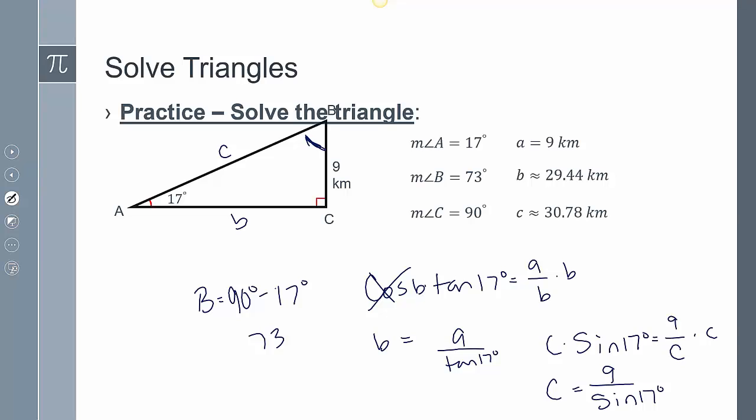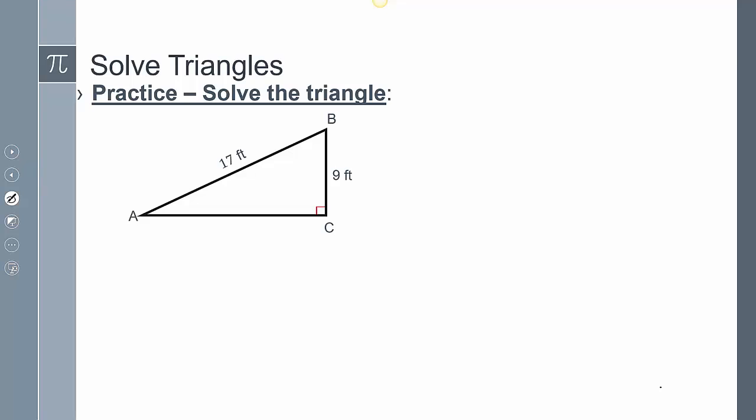Now, it's always a good idea to round to about 2 decimal places. You're going to get a more accurate answer if you do so. For this next one here, I don't have side B, I don't have angle A, and I don't have angle B. So I need to find those.